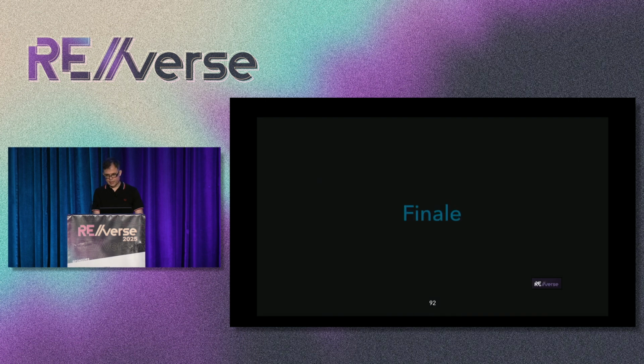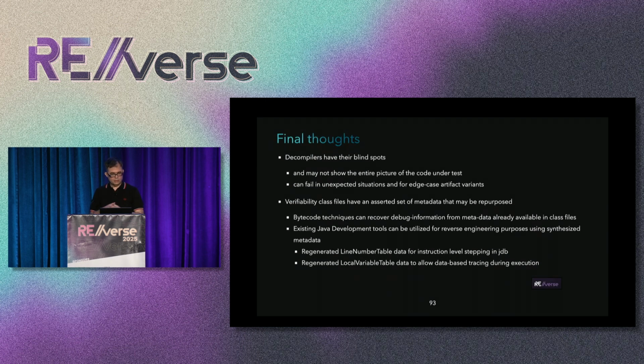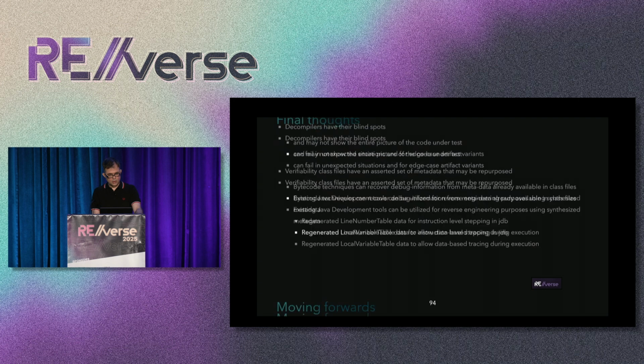So coming to the finale. Final thoughts: decompilers have their blind spots, don't rely on them. The verifier is your friend, classes are verifiable. Bytecodes, you can recover debug information, metadata is always in class files. You could also regenerate interesting data for instruction-level stepping in JDB, or also access data on the stack. So that is up to you as an exercise after this talk.